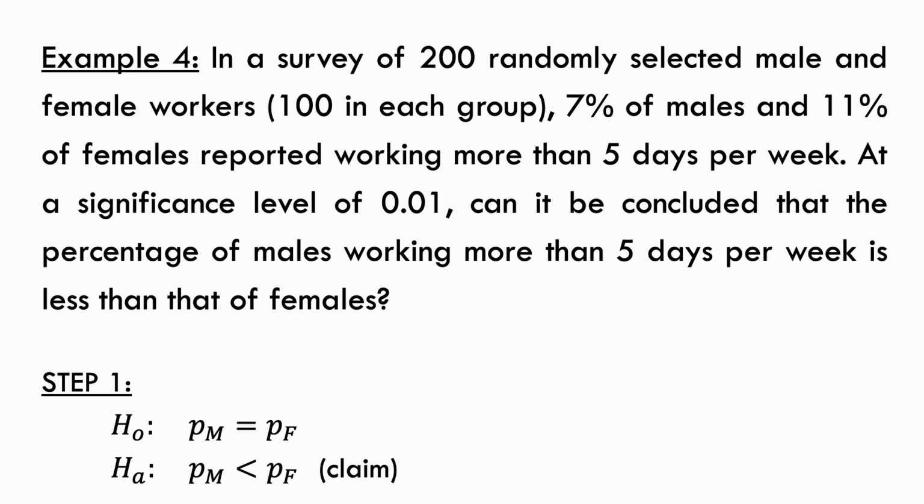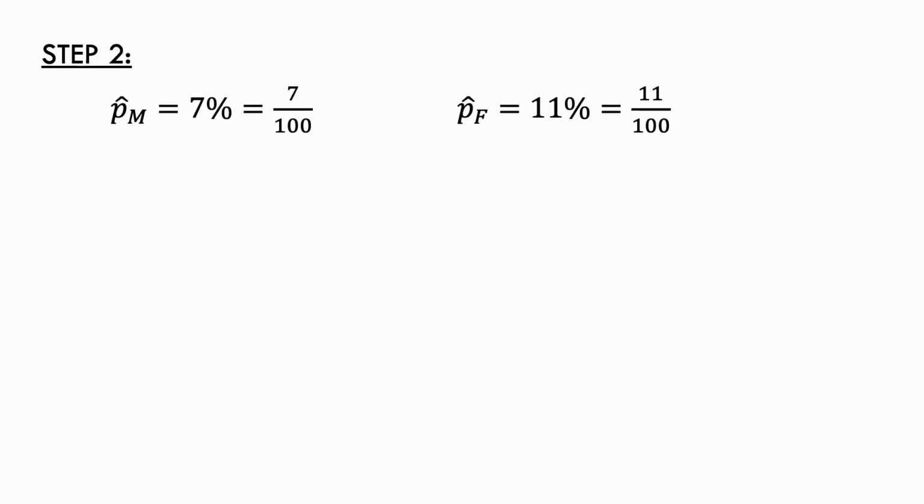So step 1, our H0 is that the proportion of males is equal to the proportion of females. And for our HA, the proportion of males is less than the proportion of females. And that is our claim.